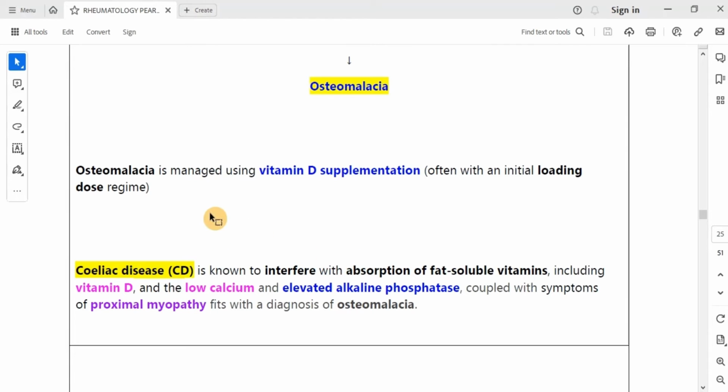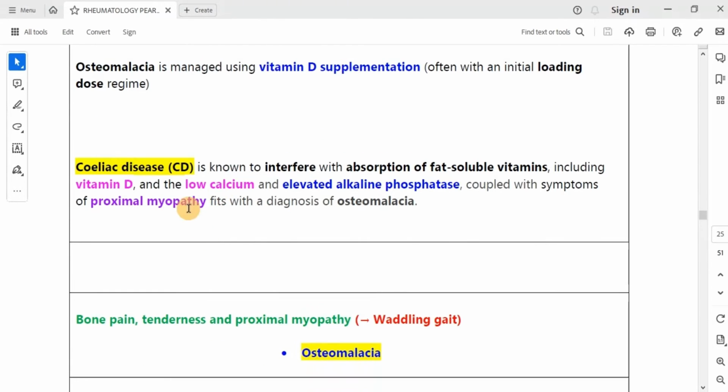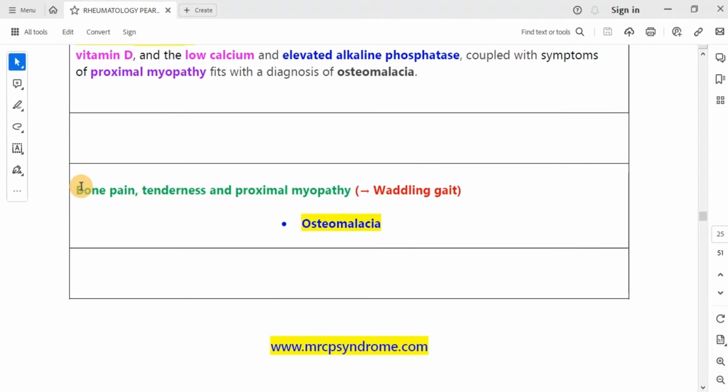Osteomalacia is managed using vitamin D supplementation, often with an initial loading dose regimen. Celiac disease is known to interfere with the absorption of fat-soluble vitamins, including vitamin D. Low calcium and elevated alkaline phosphatase, coupled with symptoms of proximal myopathy, fit with the diagnosis of osteomalacia. So, old man bone pain, not old man. Vegetarian diet taker, bone pain, tenderness, proximal myopathy is highly suggestive of osteomalacia.